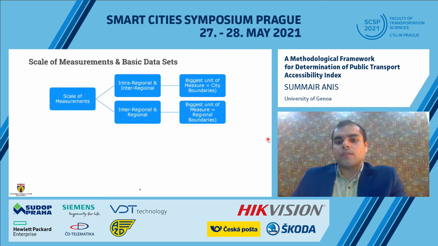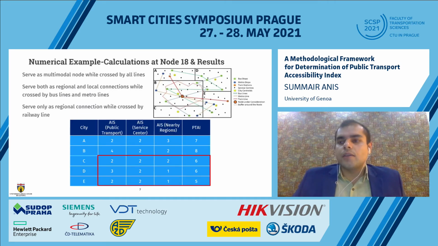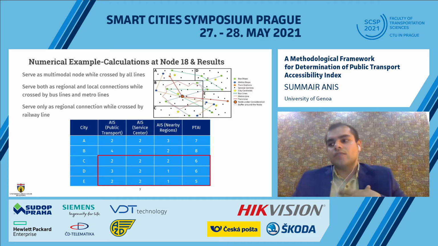So let's imagine we have divided city B into smaller regions according to traffic analysis zones 1 and 2. If we apply the same criteria again for each traffic analysis zone, then we can see clearly that city B was not entirely accessible. This traffic analysis zone is less accessible compared to this traffic analysis zone. So this shows us the importance of dividing the cities and using the smallest units of measurement available.